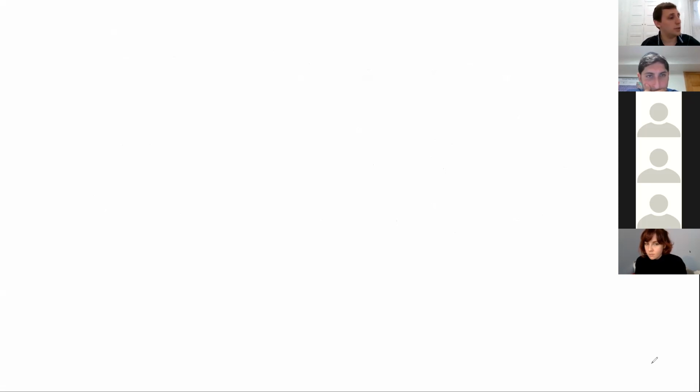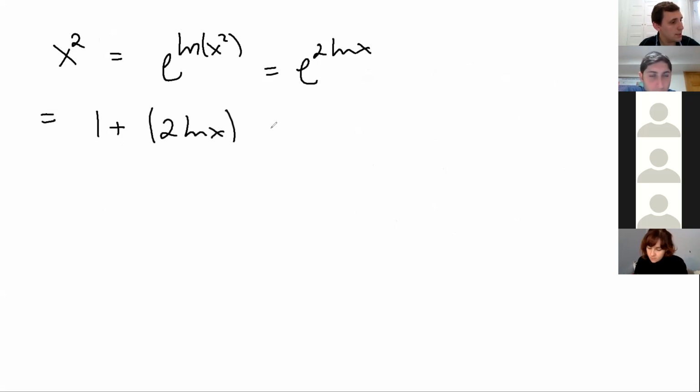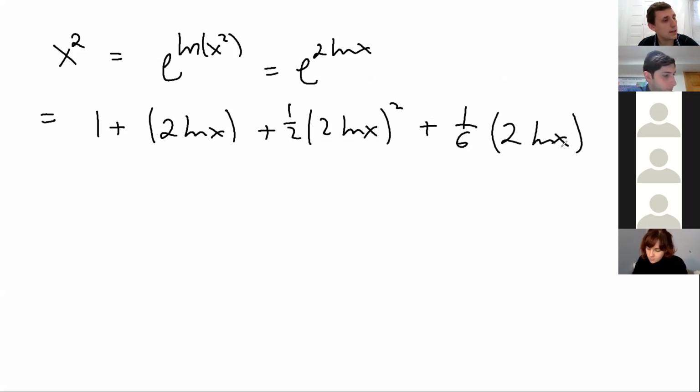So this is how I can define it. Look at it, guys. I can define x squared also another way. I can say that x squared is the same as e to the power of ln of x squared. Do you agree? Which is the same as e to the 2 ln x. And the meaning of this expression is simply 1 plus, in parentheses, 2 ln x plus (2 ln x) squared times 1/2 plus 1 over 6 (2 ln x) cubed and so on. Yes?